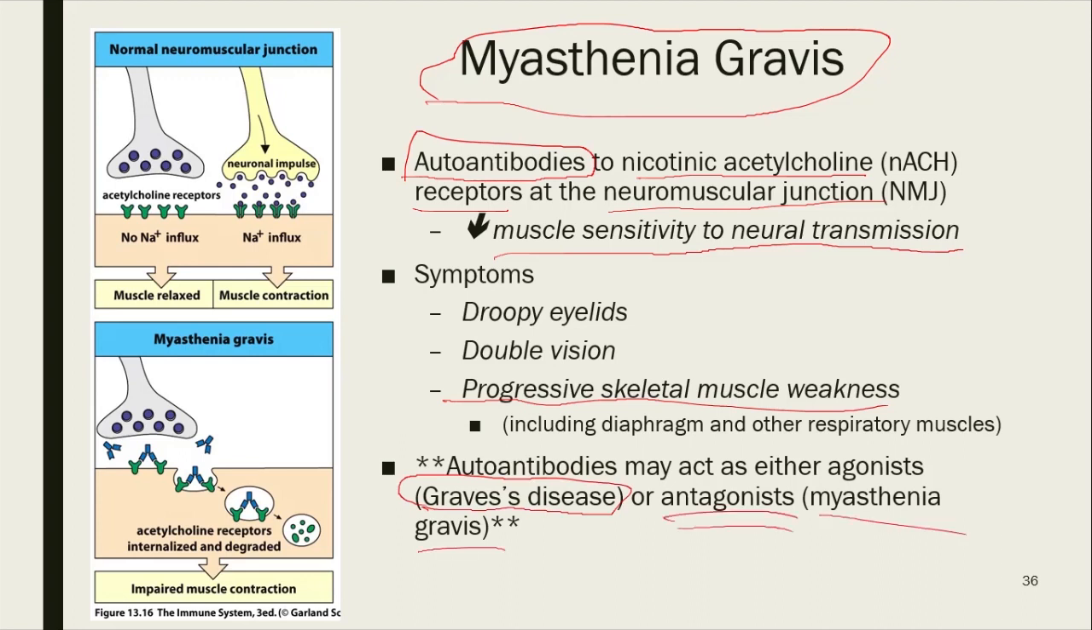So there's a small story about Myasthenia Gravis that I'd like to share with you all. It's actually a small funny joke that came about by mistake.